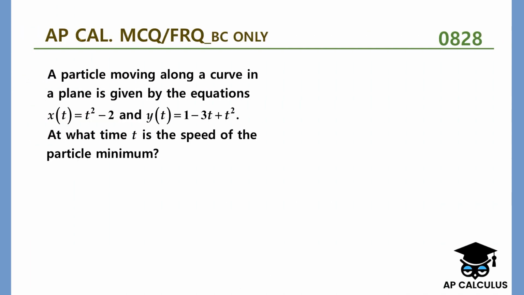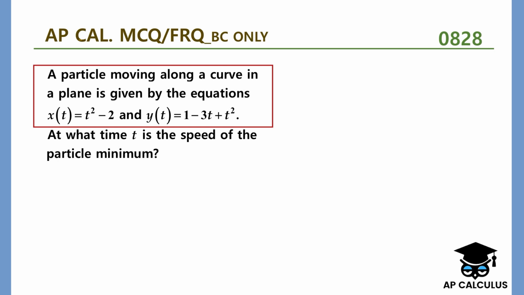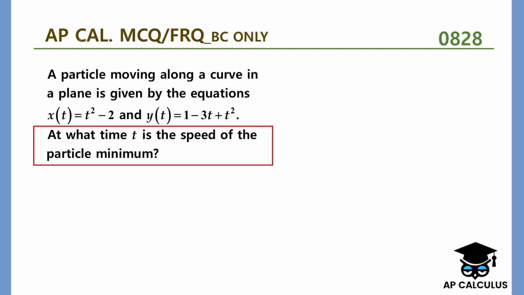Question 828. A particle moving along a curve in a plane is given by the equations x of t is t squared minus 2 and y of t is 1 minus 3t plus t squared. At what time t is the speed of the particle minimum?